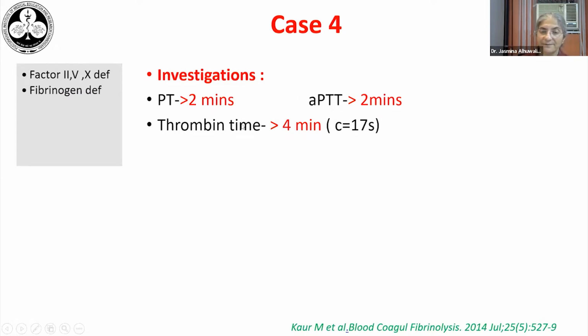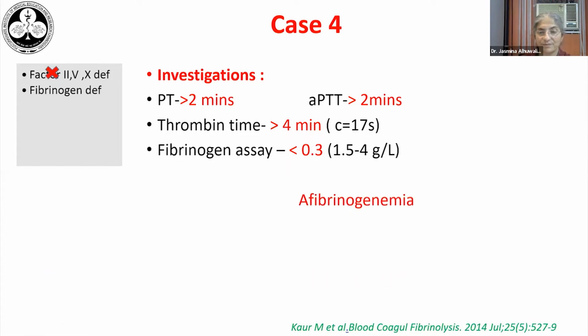In this situation, it helps to do a thrombin time, because if the thrombin time is prolonged, then we are looking at a deficiency in fibrinogen. And sure enough, in this patient, the fibrinogen was virtually unmeasurable. So this was repeated again after 1 month on a fresh sample, and it was low. So this patient had afibrinogenemia.